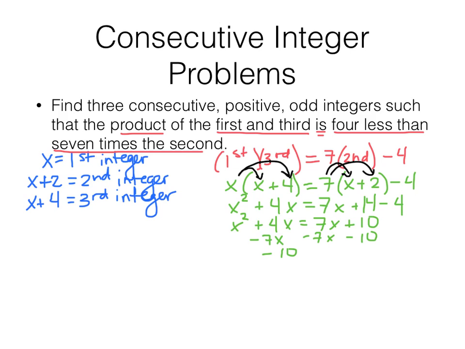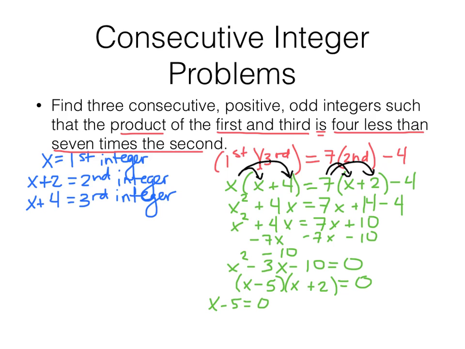4x minus 7x is negative 3x, so negative 3x squared minus 3x, minus 10 equals 0. So x squared minus 3x minus 10 equals 0. Factored form. Factors of negative 10 that add up to negative 3 are negative 5 and positive 2. Use your zero product property to finish.